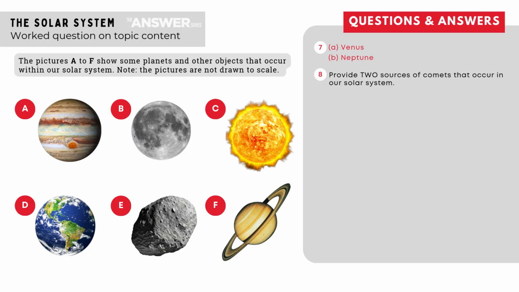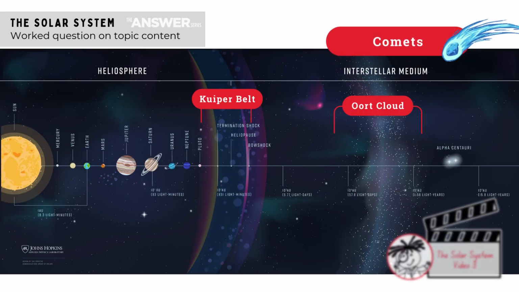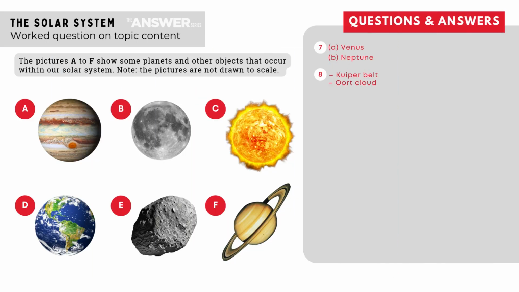Question 8 says to provide 2 sources of comets that occur in our solar system. In video 3, we discussed the Kuiper Belt and the Oort cloud as the 2 sources of icy rocks that move towards the sun, creating these long, white, hairy tails as they melt over millions of years. So that is the answer to question 8, the Kuiper Belt and the Oort cloud, the 2 areas that create comets.